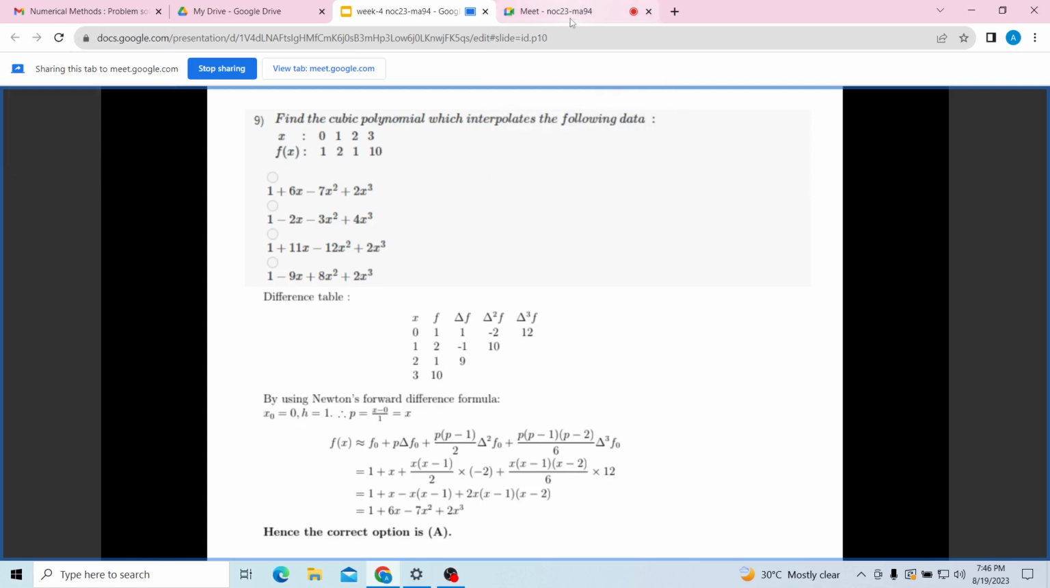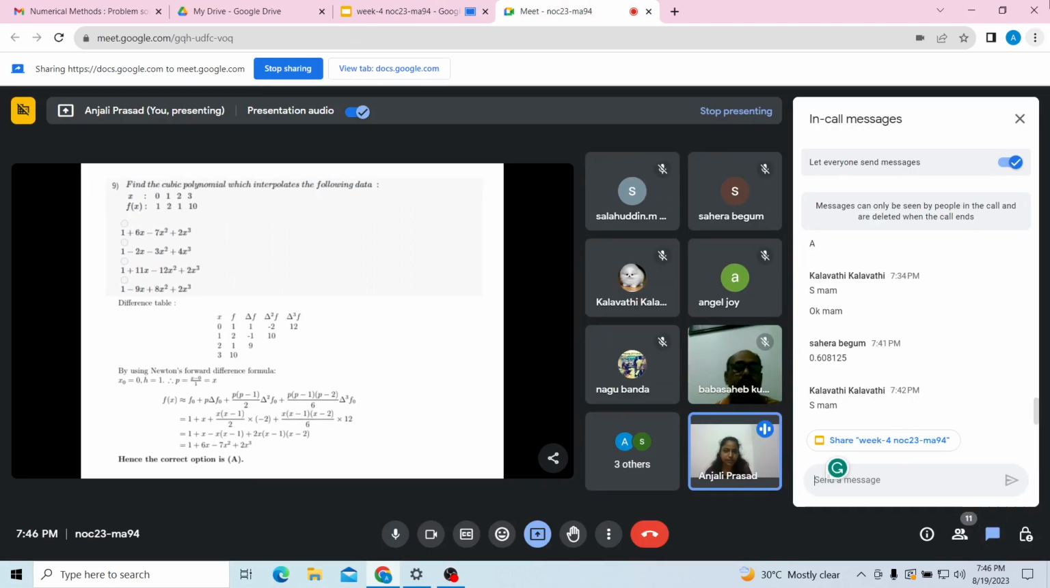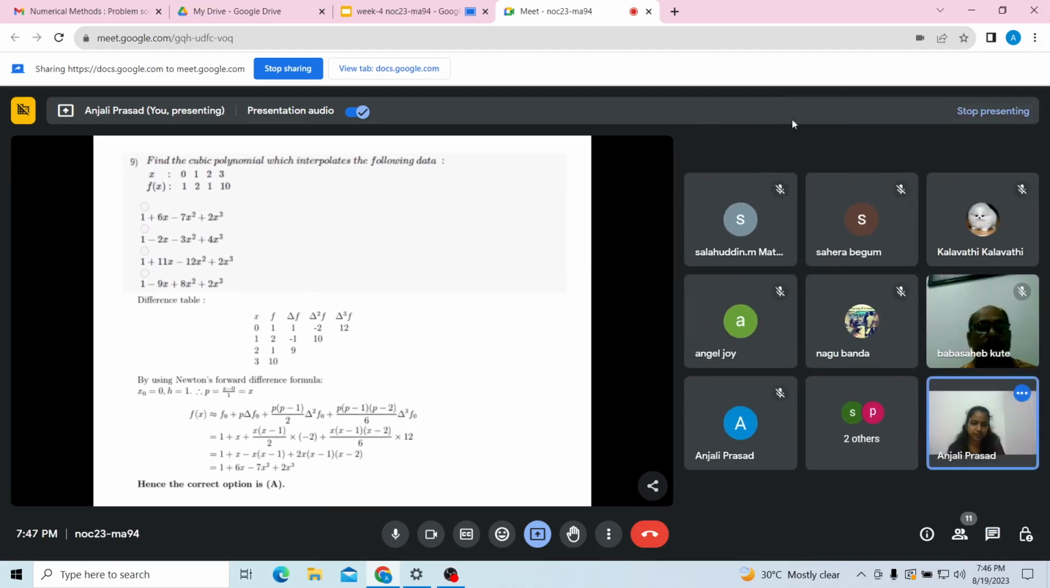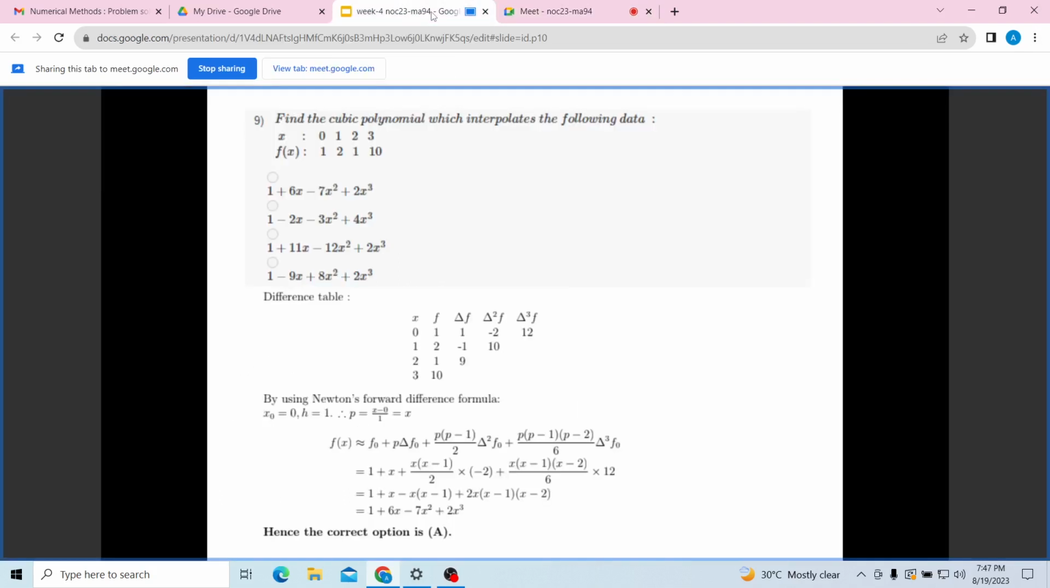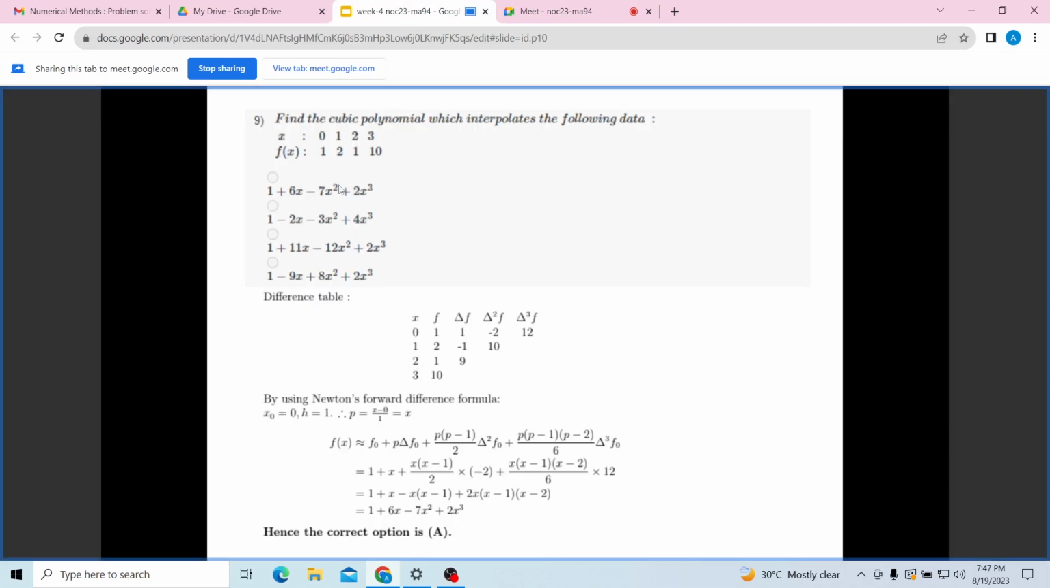So the correct option is A. Are you getting it? A. Here, arrange the values of x. Yes, correct. You will get the first option as the correct answer, that is A, 1 plus 6x minus 7x square plus 2x cube.